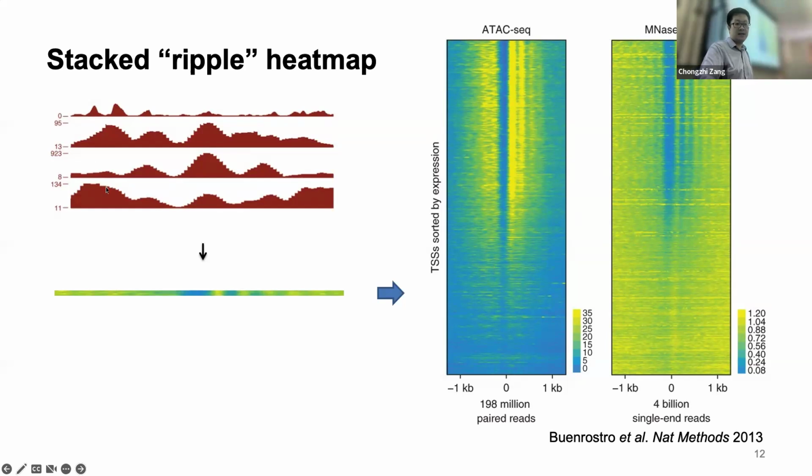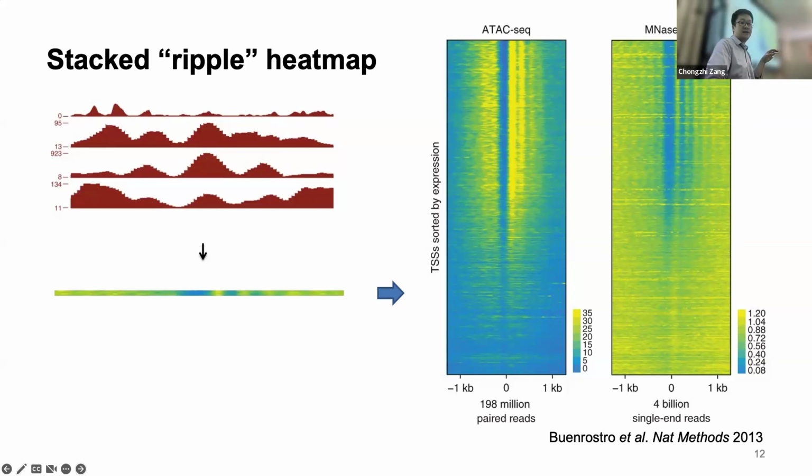So each region actually comes from a snapshot from the genome browser. In the genome browser snapshot, the signal strength is represented by the height of the signal track. Instead of looking at the height, we convert this into a one-dimensional line, but use a color scale. That's what is called a heat map. We use a color to represent the signal strength.